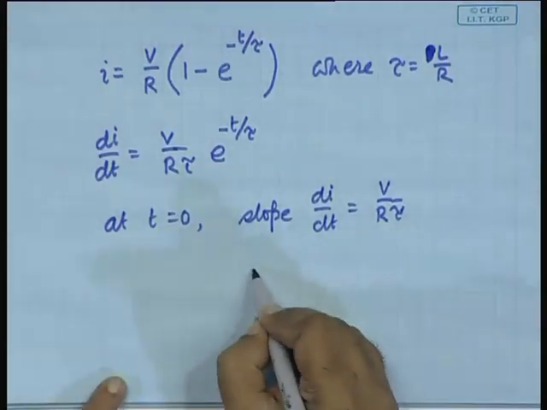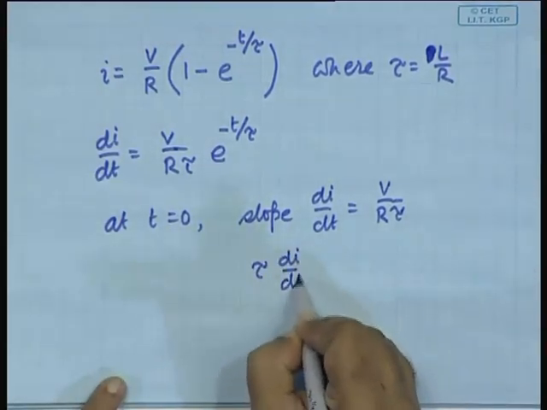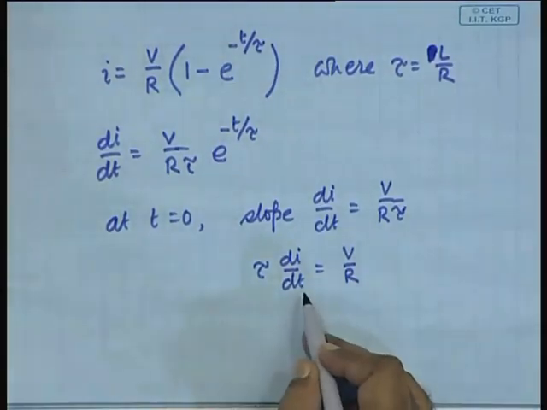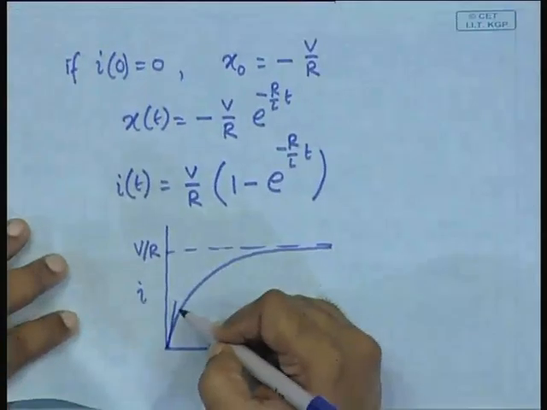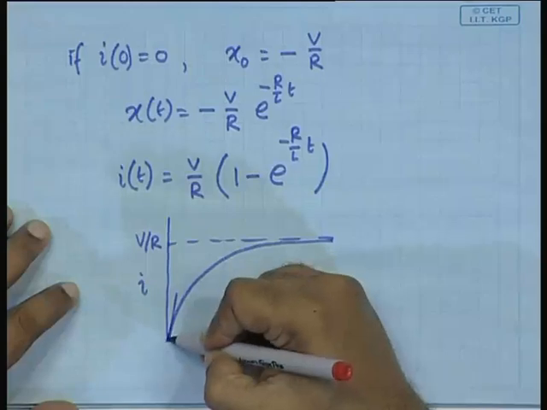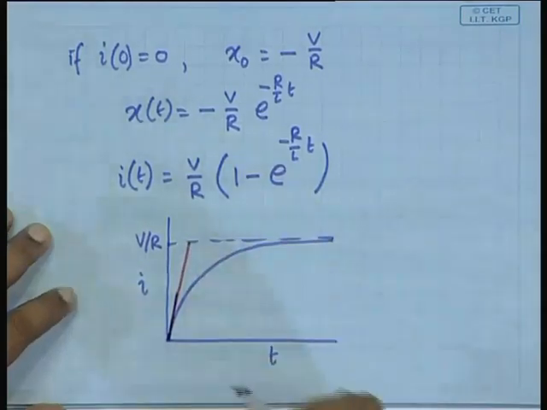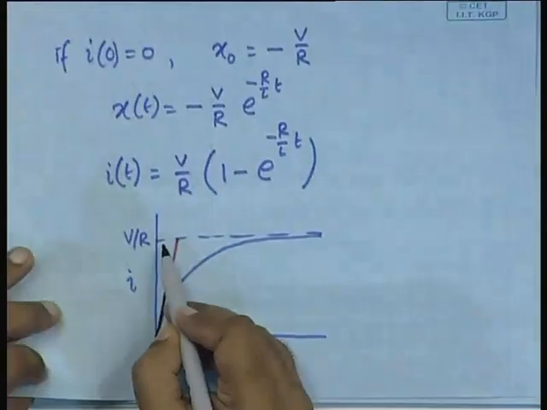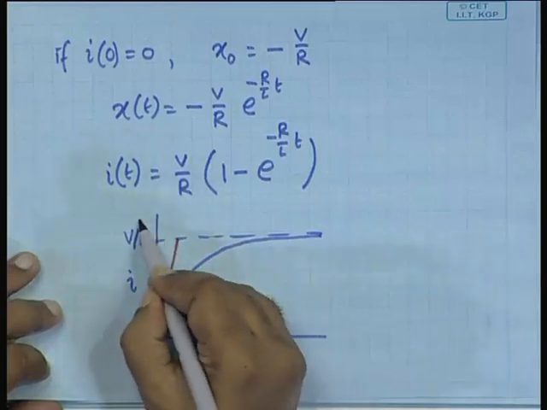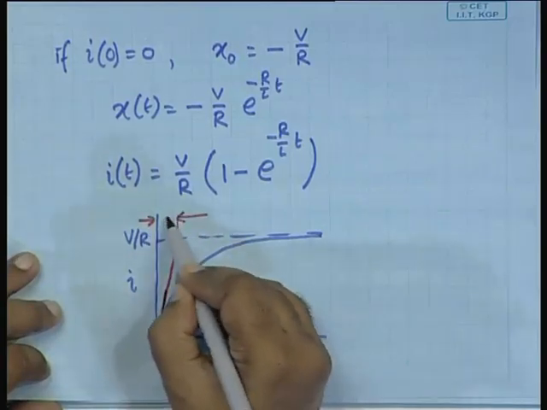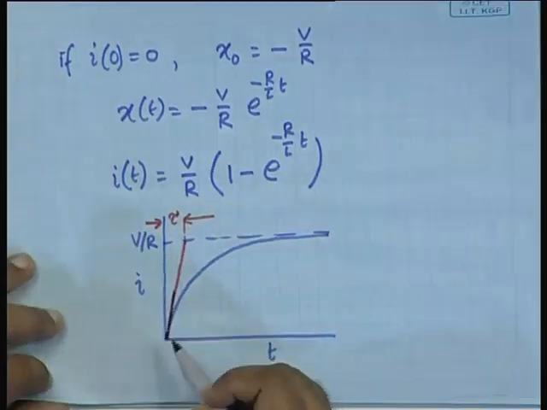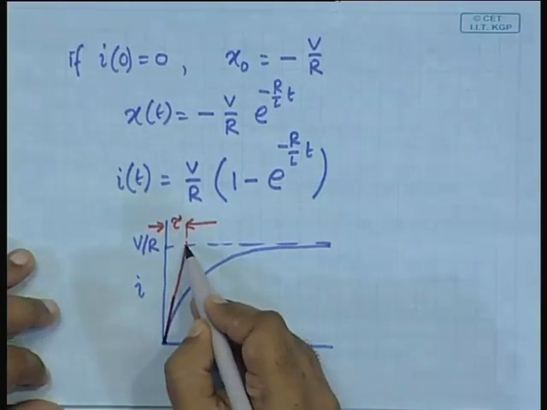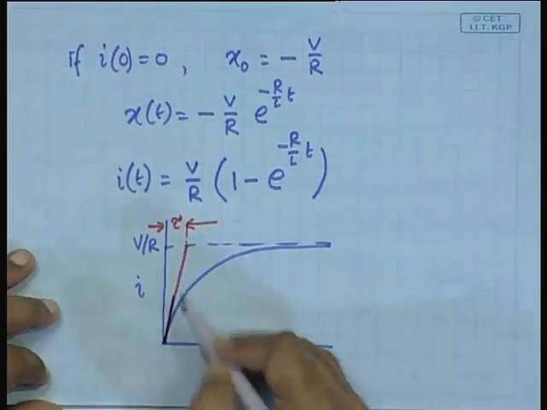So, you have tau dI/dt is equal to V by R. This means that if this one were to continue, then this slope times the time tau gives V by R. So, after a time tau it will reach the V by R. So, tau essentially says that if the initial slope continued, then after a lapse of a time tau it will reach the final value, but it actually does not, it actually goes like this.